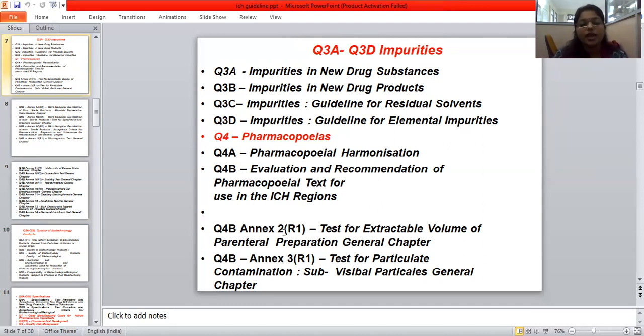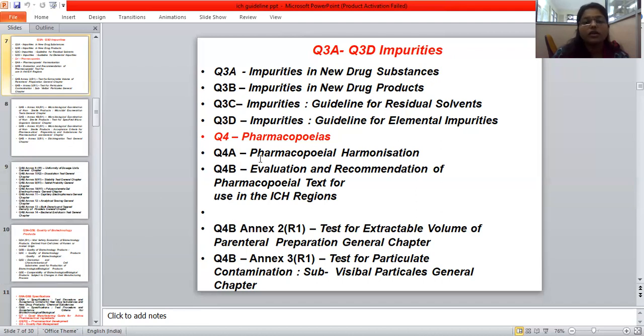Also, there are Q4B annexes. Annex 2R1 covers the extractable volume of parenteral preparations general chapter. For the pharmacopoeia, we have some annexes, and if you look at the pharmacopoeia you will see them. So the Q4B guideline gives how to write the general chapters for parenteral preparations. Q4B Annex 3R1 covers the test for particulate contamination, the subvisible particles general chapter, which is given in the Q4B guideline.